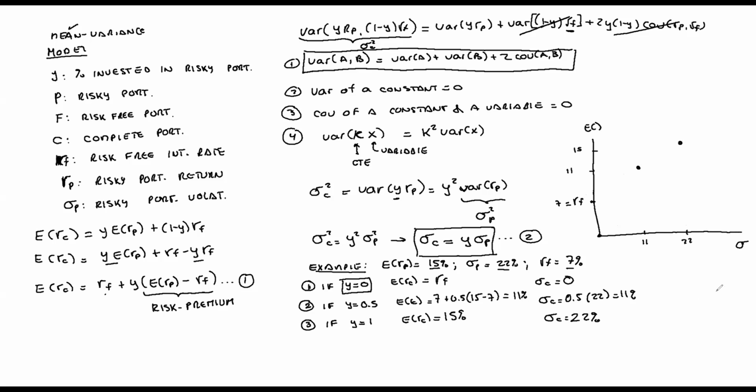Somewhere here. Agree? And then, guys, if you join all these points, it must be a line. It doesn't look like a line, but it's a line. This line here is called the capital allocation line. And we're going to discuss more about that in our next class.